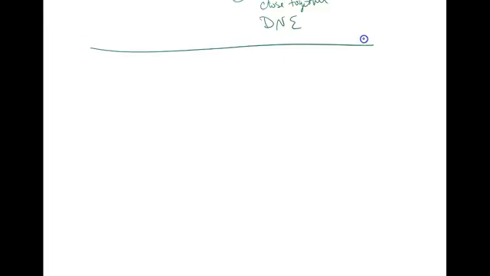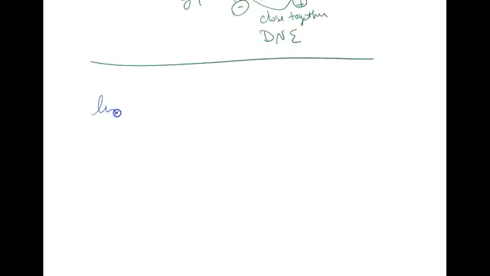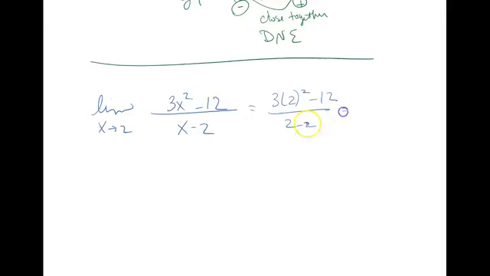So here's another example of where maybe you try to plug it in. Let's do the limit as x approaches 2 of 3x squared minus 12 over x minus 2. Okay, so here's an equation where at first, if you try plugging in the 2, because we're looking for a y value here, always try plugging in first, okay? You're going to get 0 over 0.